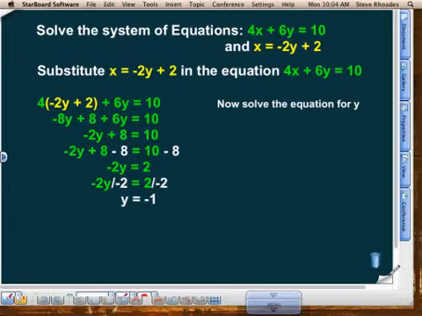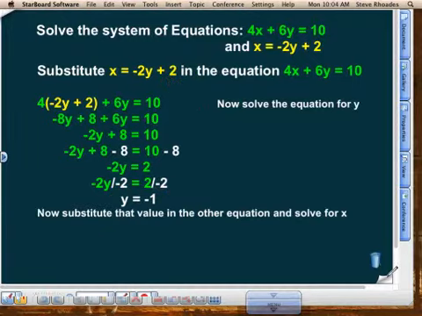What we're going to do is take that value of y and put it into that equation right there. Figure out what x is. So it'll be x equal to negative 2 times negative 1. Yep. So you're going to substitute that in there.